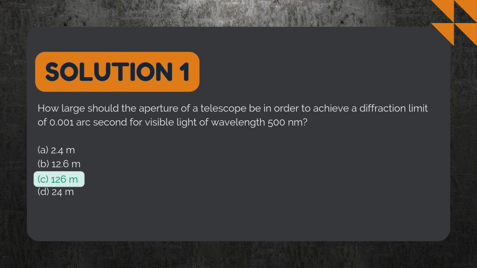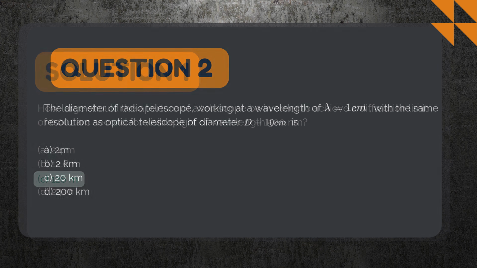That is enormous. A 126-meter telescope would be a giant. For visible light to reach a diffraction limit of 1,000th of an arc second, we need a truly massive aperture.